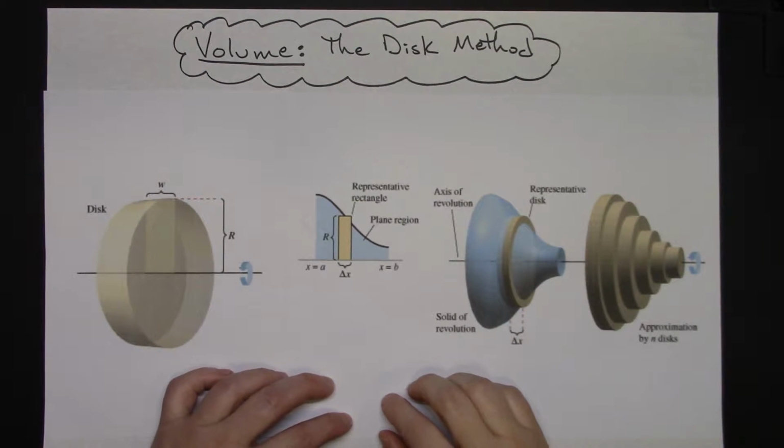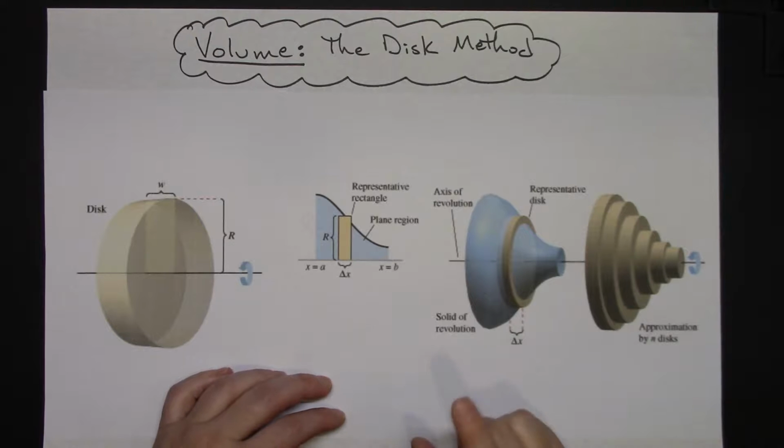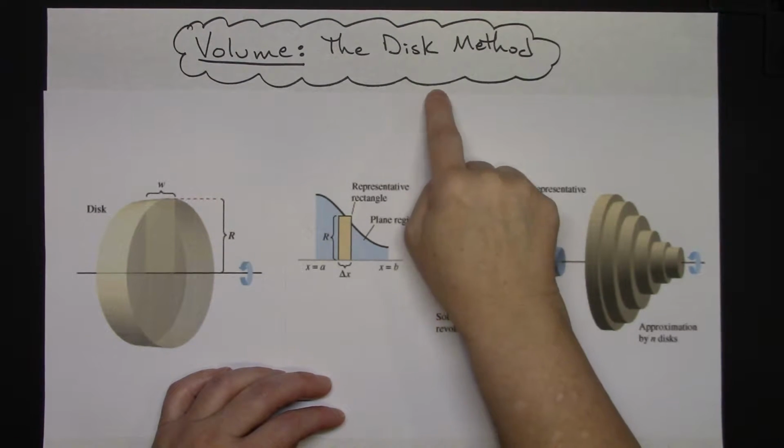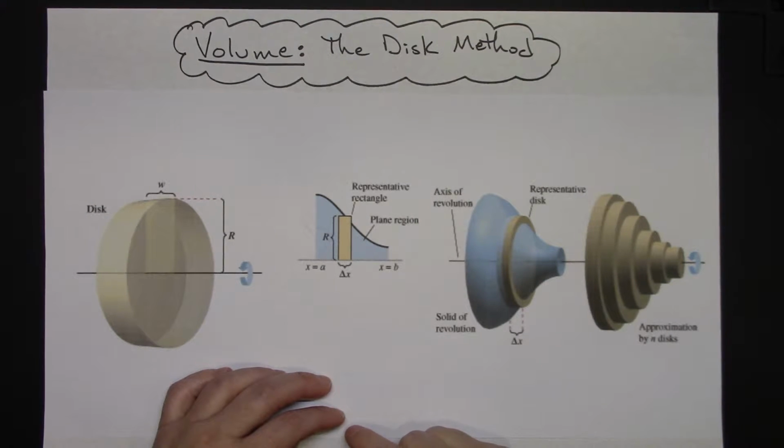Today we're going to be taking a look at how to find the volume of a three-dimensional shape. There's several different methods for doing this. We're going to focus on just the disk method in this video. We will be using the definite integral to find the volume of this three-dimensional shape.